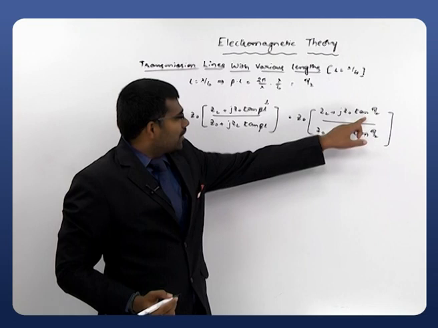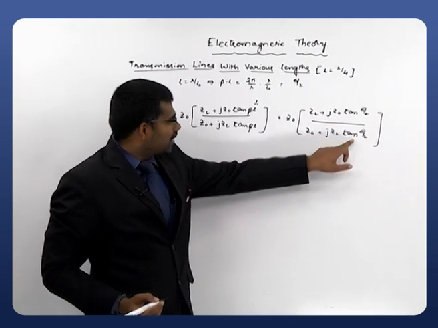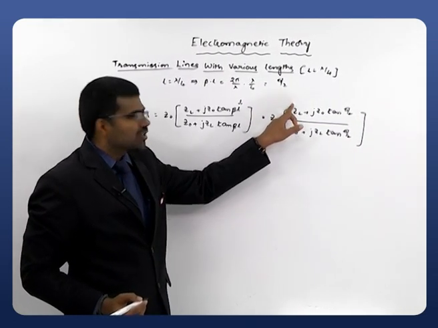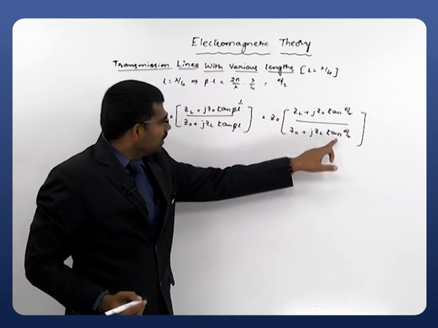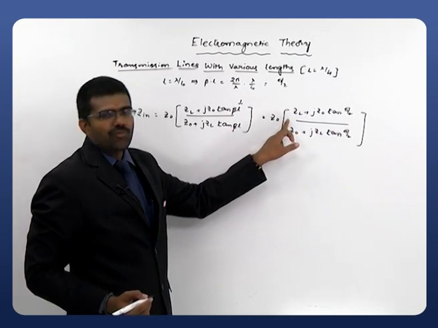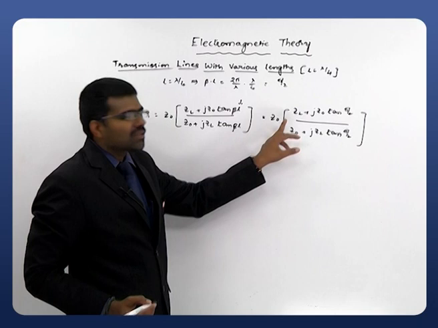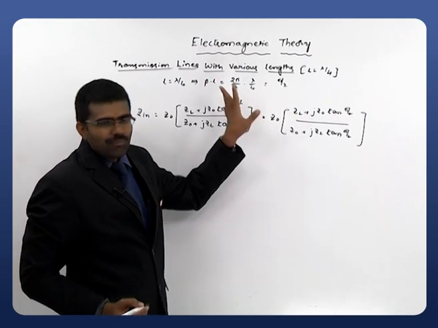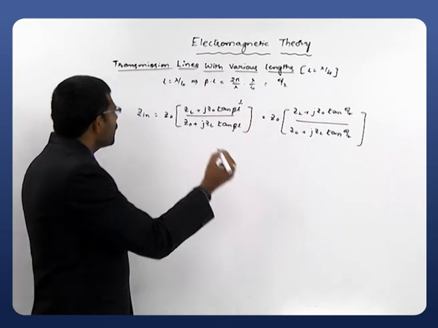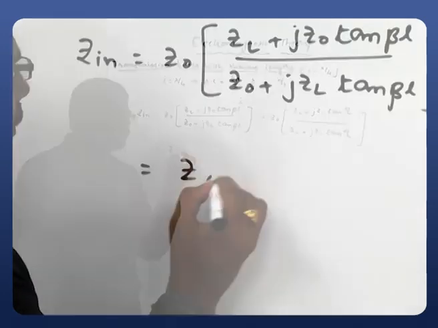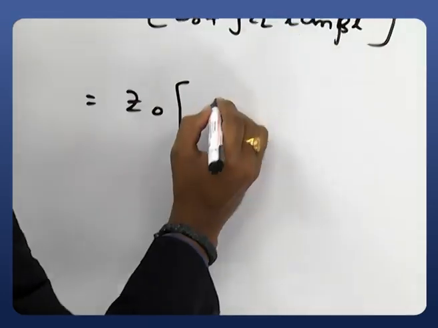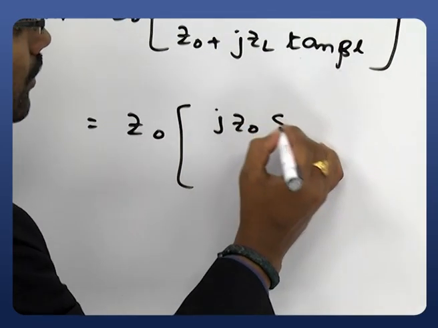So tan pi by 2 can be written as sin pi by 2 by cos pi by 2. The cos pi by 2 comes to this first term, and here also the cos pi by 2 comes to this first term. If you observe, that cos pi by 2 becomes 0, right? So the term left for us after simplification is Z0 into, the first term now becomes 0, jZ0.